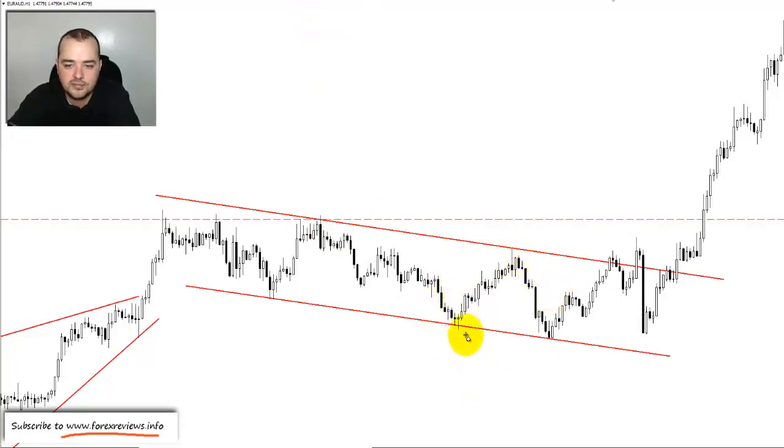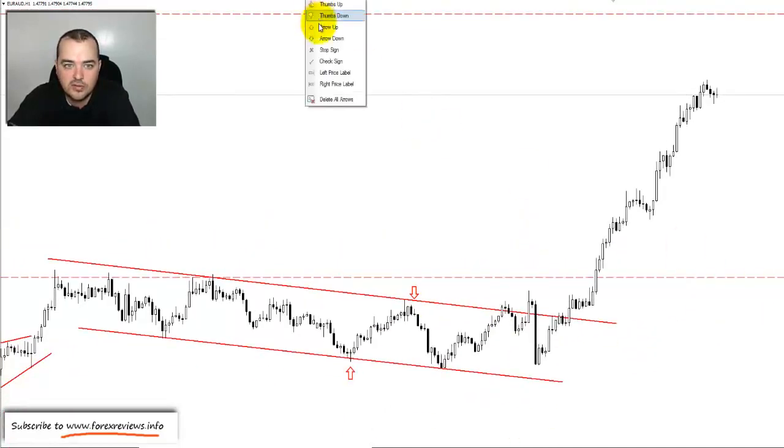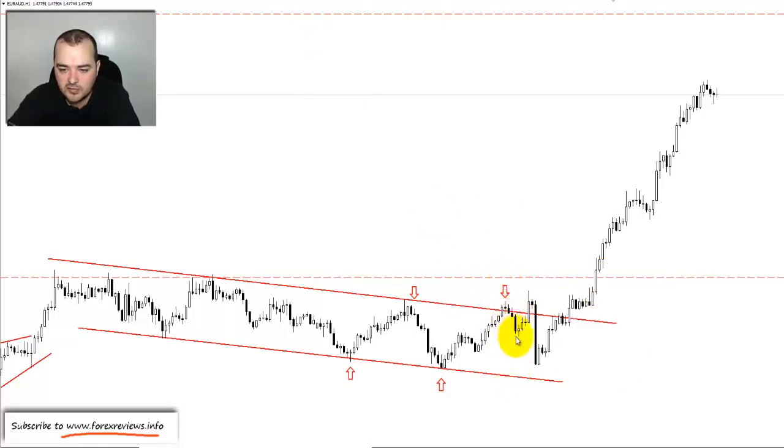So let's draw this in. Here and here, you could have started trading this. Let's see how many opportunities there were. So not bad. Three pretty clear-cut opportunities. We had another opportunity here, but it turned out to be a bit of a fake out.